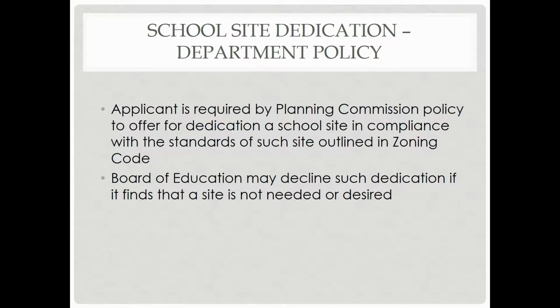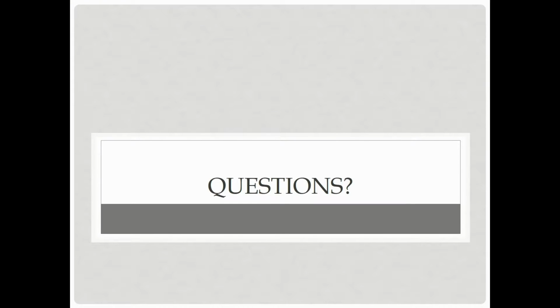The policy would be that the applicant is required by the Planning Commission policy to offer for dedication a school site compliant with the standards that are in the zoning code, which were the sizes that were on the previous screen. The Board of Education may decline such a dedication if it finds that the site is not needed or desired in that location or at that time. And I think that's what we have.